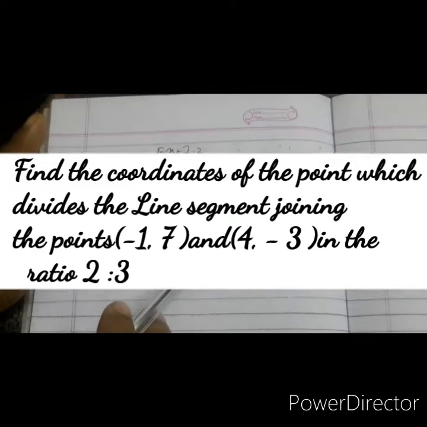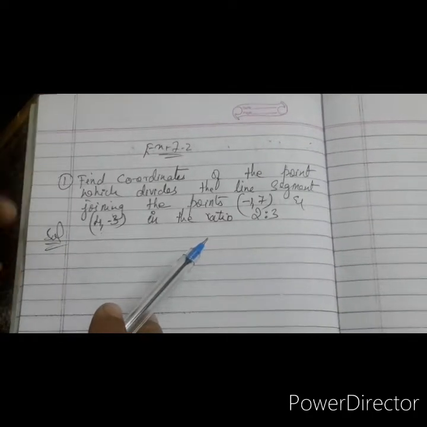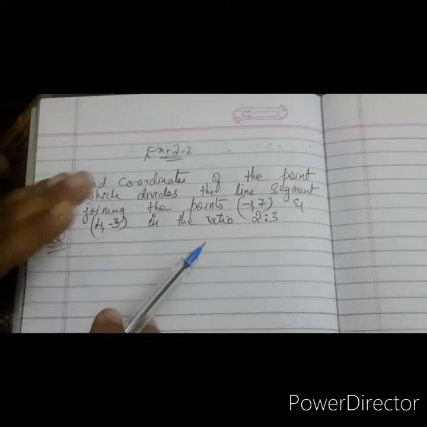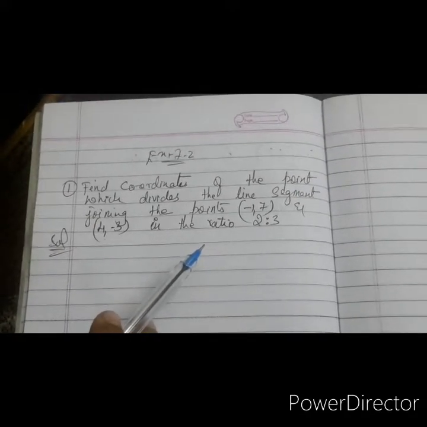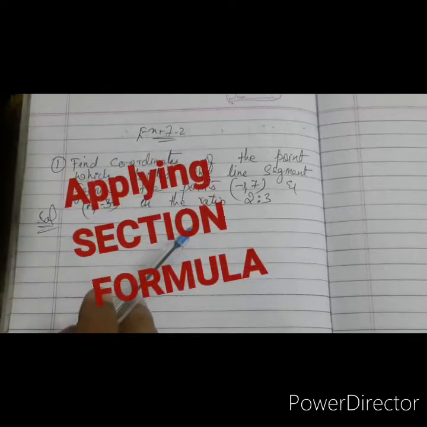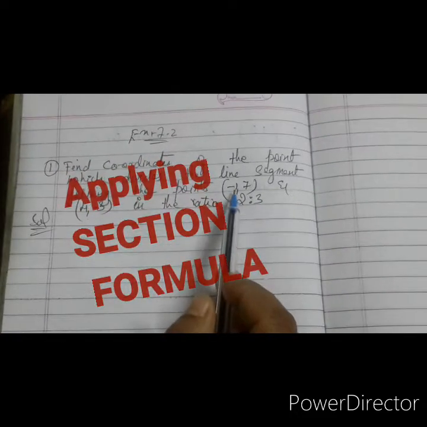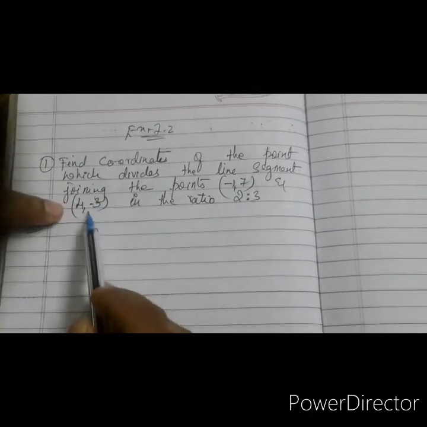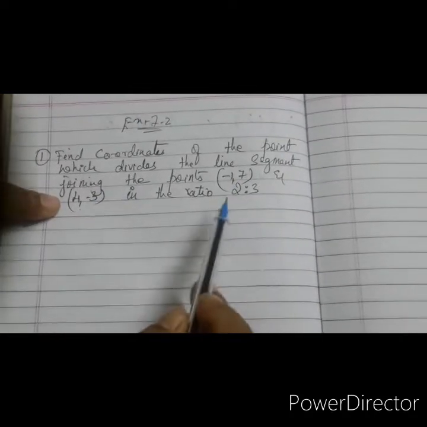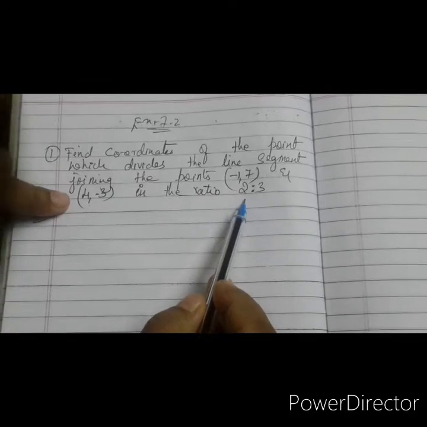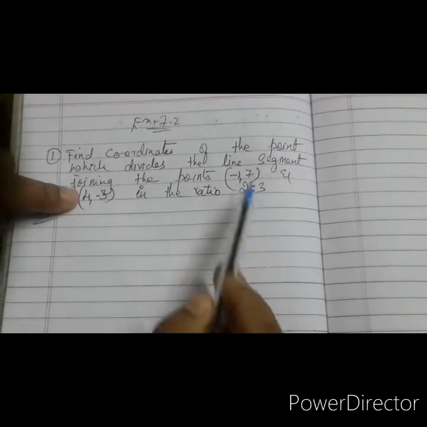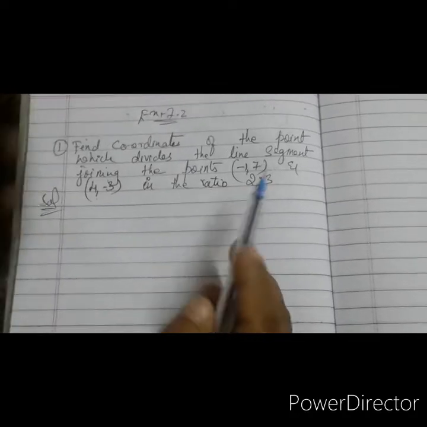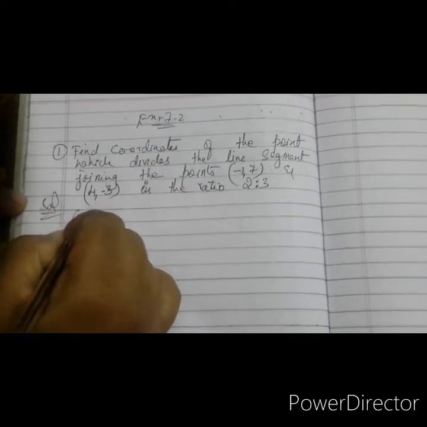First is the section formula, second is trisection, then centroid. This problem we are going to solve with the help of the section formula. How should you know this has to be solved with the section formula? Look at the problem. We have 2 coordinates (-1, 7), (4, -3) plus a ratio 2:3. Everything is given: 2 points and 1 ratio. Then go with the section formula. Fine. Shall we start?